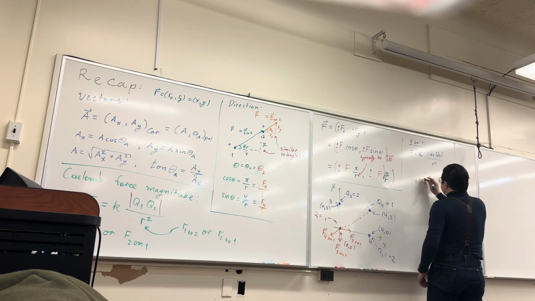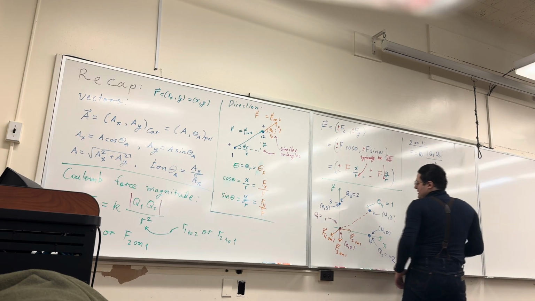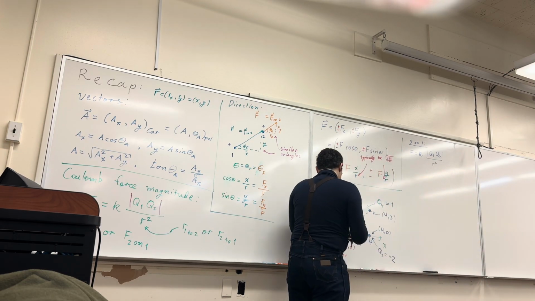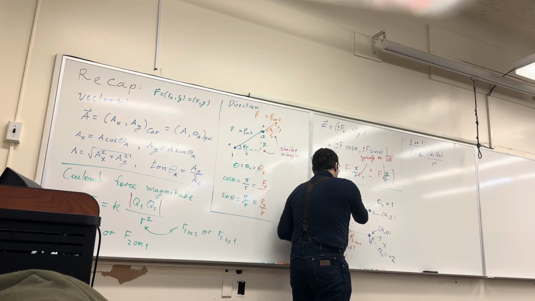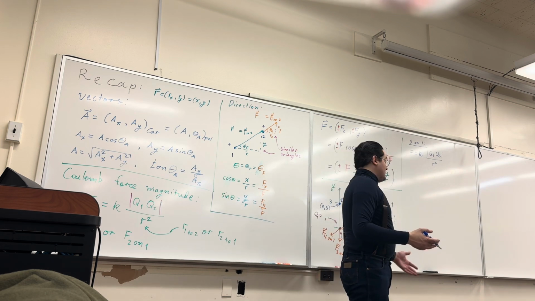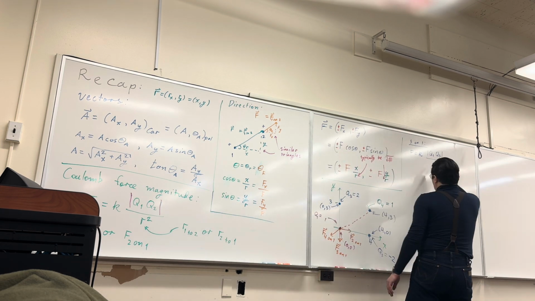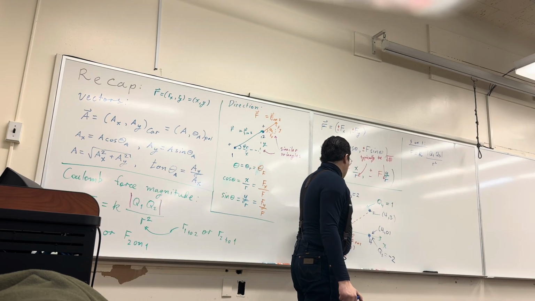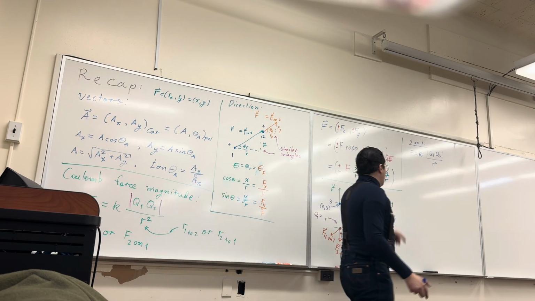Okay, so what is the distance? This one's easy. The distance between this point and this point, you don't have to do Pythagorean theorem. You just see it right away. It's 3 away. So 3 squared is 9. And Q1 is 1 and Q3 is 2. So it's 2 up top.